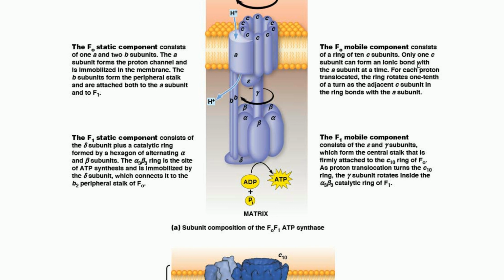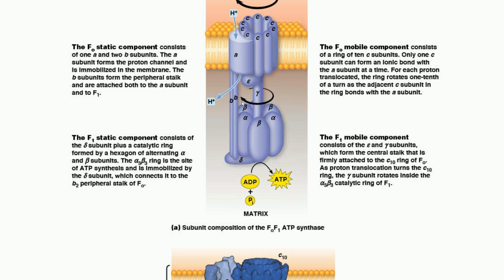And only one C subunit can form an ionic bond with the A subunit at a time. So this is the C subunit and this is the A subunit. Some of the amino acids in the C subunit are negatively charged, and some amino acids in the A subunit are positively charged. As a result, there is a formation of an ionic bond between the C subunit and the A subunit. But this ring actually has 10 C subunits. So at a time, only one C subunit forms an ionic bond with the A subunit.